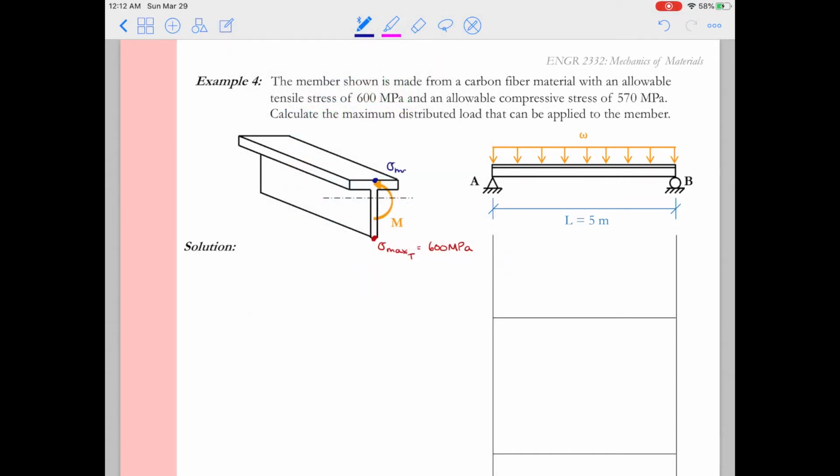If you're not really sure where to start with this one, I would recommend going with the shear and moment diagrams. That'll give you a value for the moment that you can use in your sigma equals My over I equation.